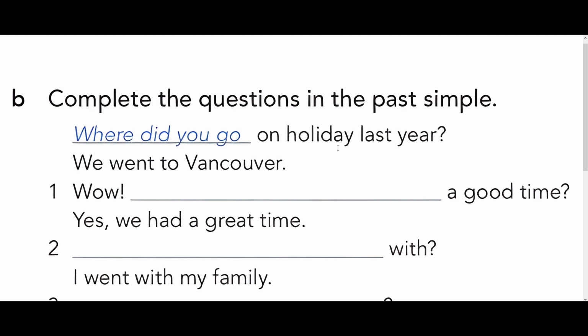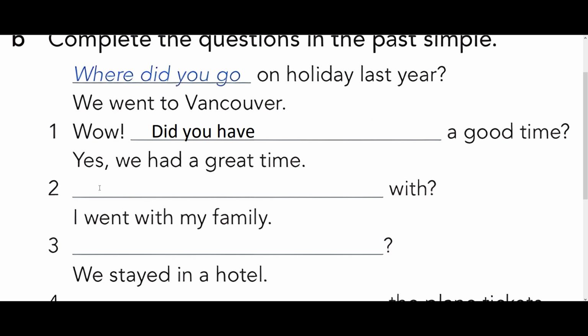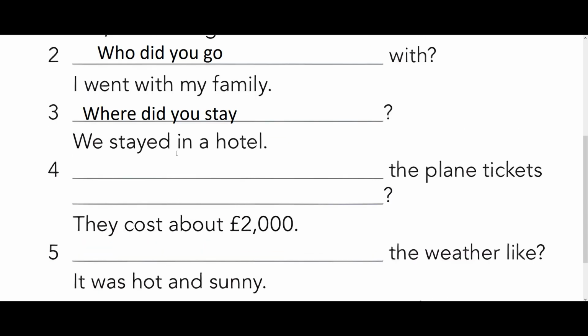Where did you go on holiday last year? We went to Vancouver. We had a great time. So, did you have a good time? Yeah, we had a great time. Who did you go with? I went with my family. Next is, where did you stay? We stayed in a hotel here.